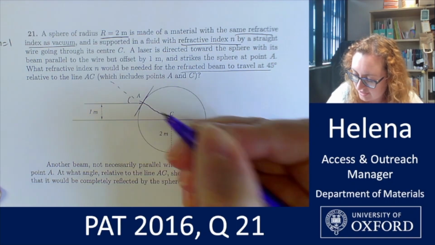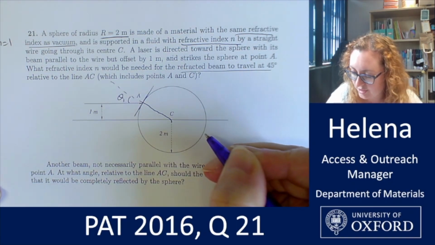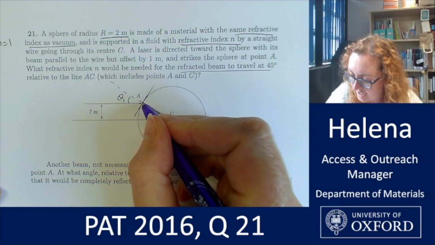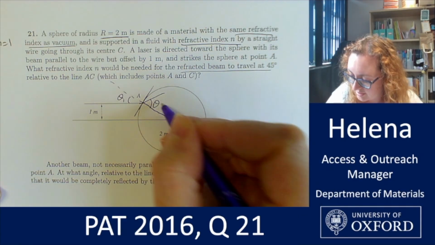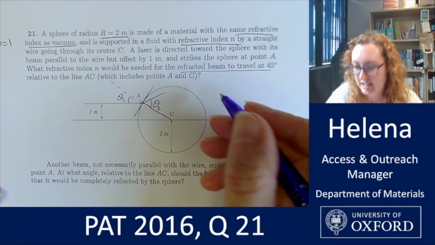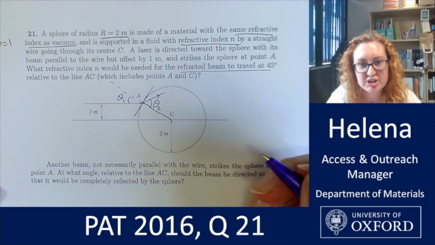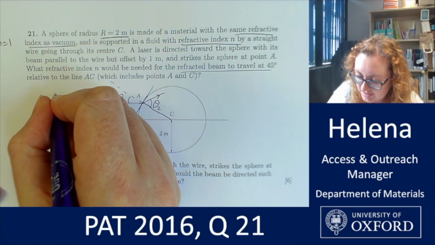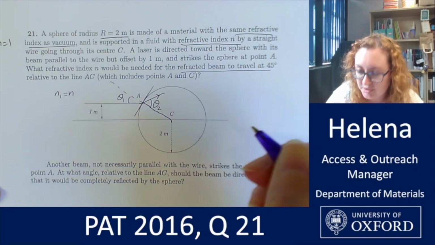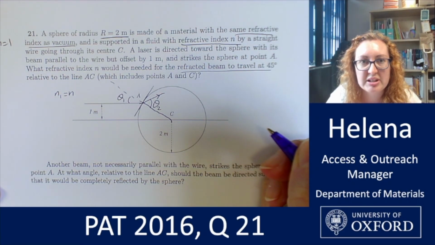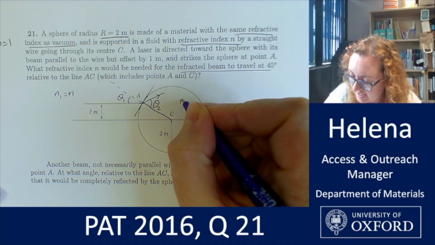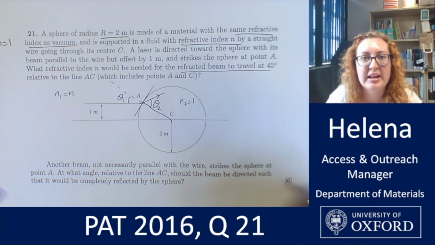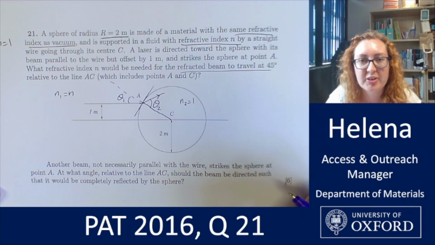which means that this angle here is our θ1, and it's going to refract at some angle like this. So we have our θ2 here. Let's think about the refractive indices as well. We have our refractive index n1, which we're told is n. That's what we're being asked to find. And our n2 is equal to 1, with the sphere.